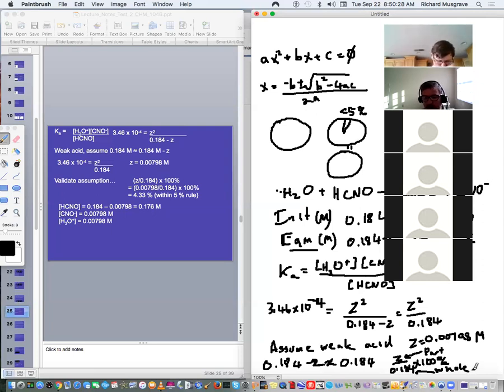So if I wanted to find the percentage of females on this call, I would count all the females and then divide that by everybody in the room, part divided by whole, multiply by 100%. That'll give me the percentage. Likewise here, I can do Z divided by 0.184, part divided by the whole, and that will allow me to come up with 4.33%. So this will dissociate less than 5%, which means that the assumption was valid.